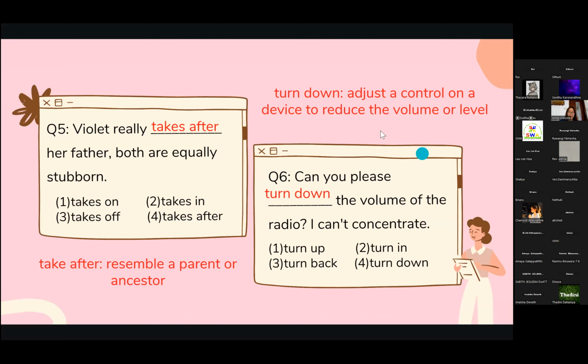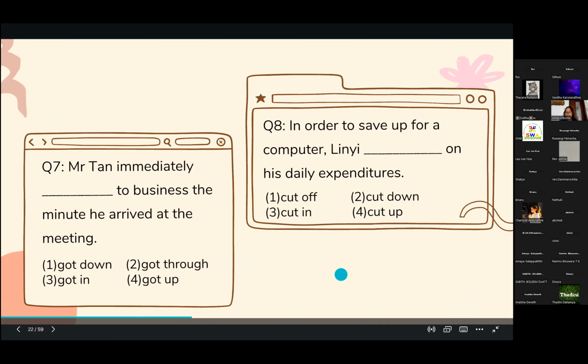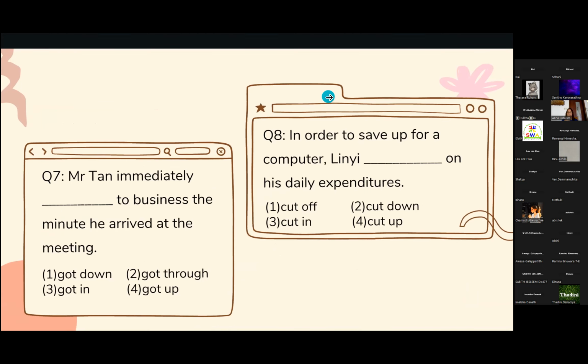Okay, question number 7. Dulita, do you want to read? Dulita? Or Senitu, do you want to read instead? Mr. Ten immediately got down to business the minute he had arrived at the meeting. Okay, yeah, it's correct. It's got down.